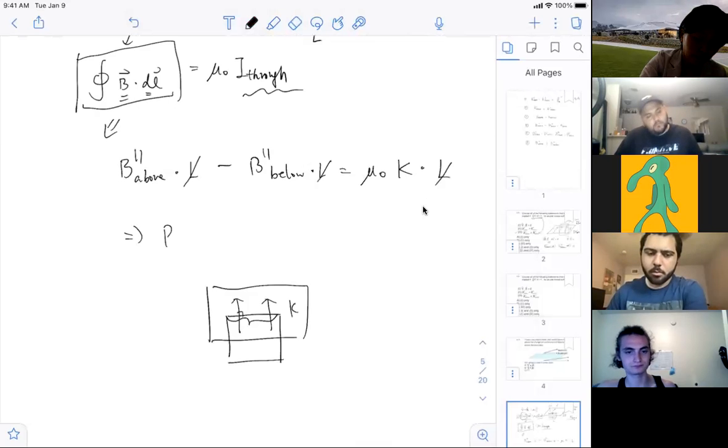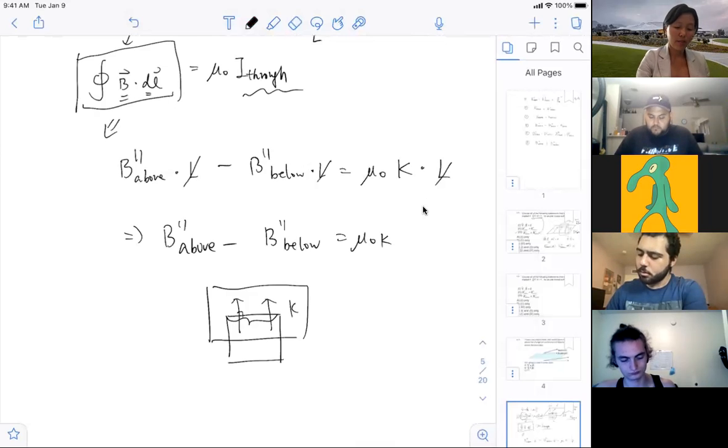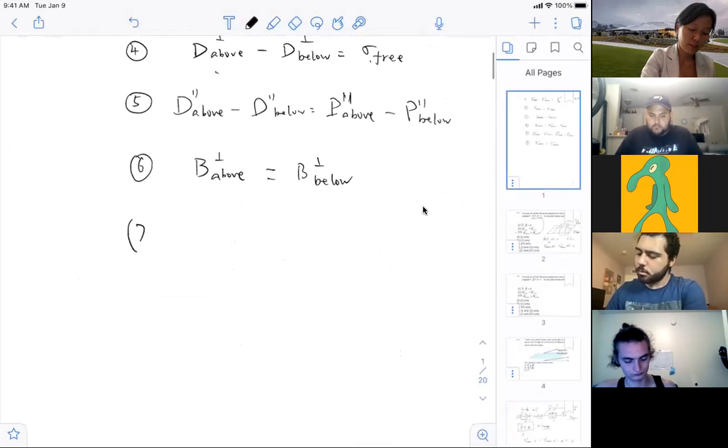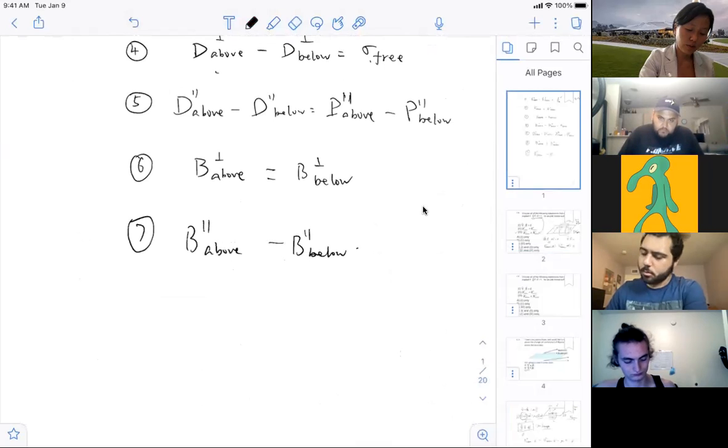And I derived the boundary conditions for the parallel component of B. It was mu naught K. All right, so this will make it to the list. Number 7, the parallel above minus the parallel below is equal to mu naught K.